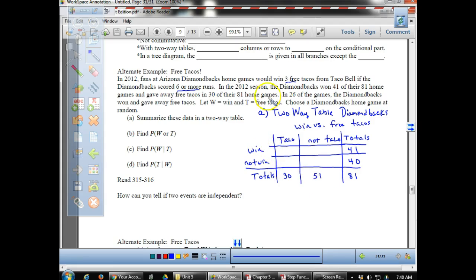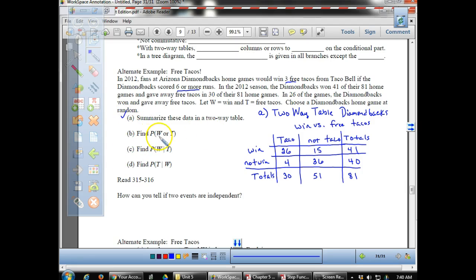All right, so continuing on. In 26 of the games, the Diamondbacks won and gave away free tacos. So this would be the joint cell count right here of 26, where they won and gave away free tacos. So pretty much we can fill everything else in. That means 15 of the times they won, they did not give away free tacos. 4 of the times they gave away free tacos, they did not win. And then 36 of all 81 games, they didn't win and they didn't give away free tacos. So we did part A.